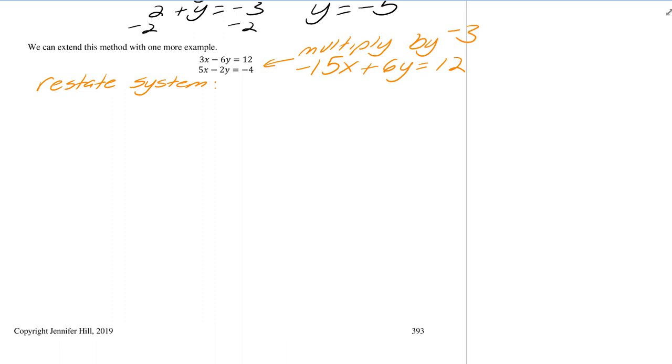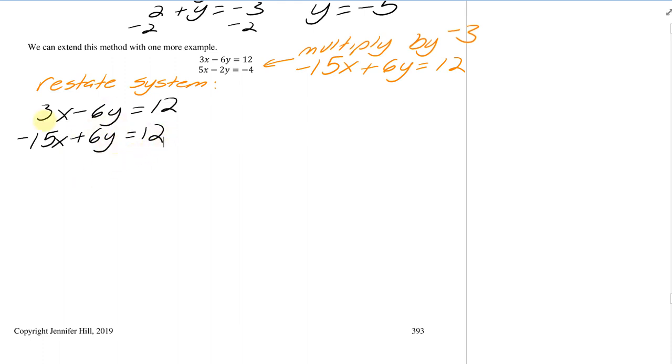So let's do that. I've got 3x minus 6y equals 12. And then I've got negative 15x plus 6y also equals 12. Okay, so now I have that relationship that I'm looking for, right? I have negative and positive, so I can just add these straight down.